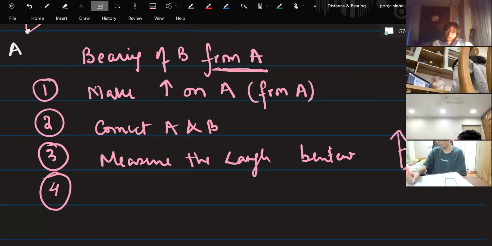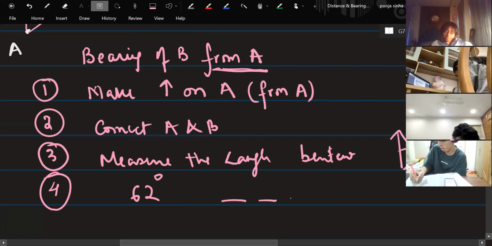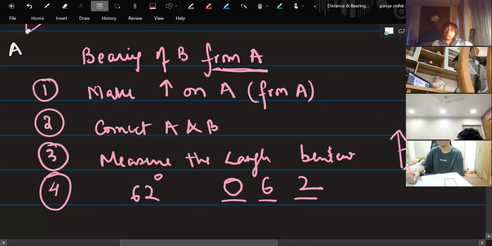And the fourth point is the most important. Suppose you get an angle of 62 degrees. You will never answer in this way. You will answer with three digits. So you'll write 062, putting a 0 in front if there's nothing there. The answer has to be in 3 digits, always remember.